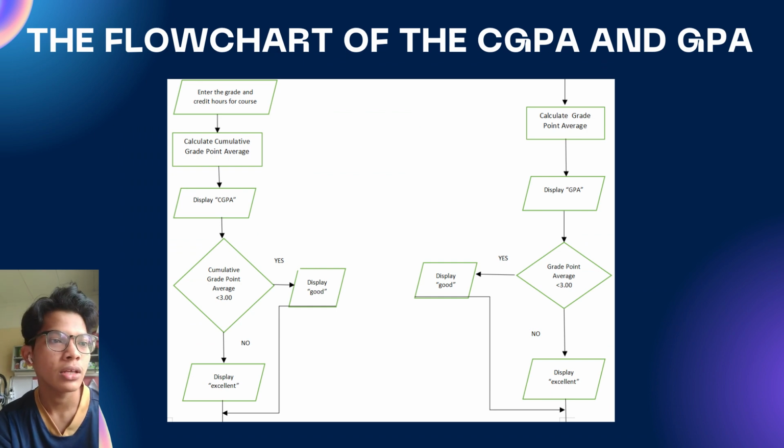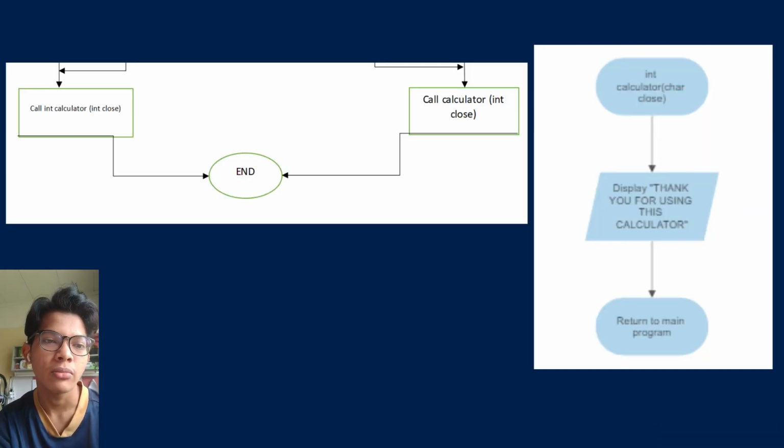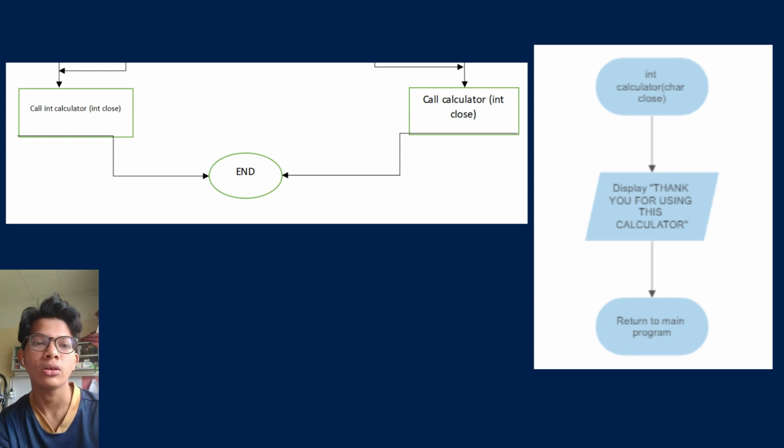The system will calculate the cumulative grade point average. Finally, the system will display the result. If the CGPA is below 3.00, it will display good. If no, that means higher than 3.00, it will display excellent. For CGPA, below 3.00 and higher than 3.00 will go to the function named int calculator, in brackets, int close.